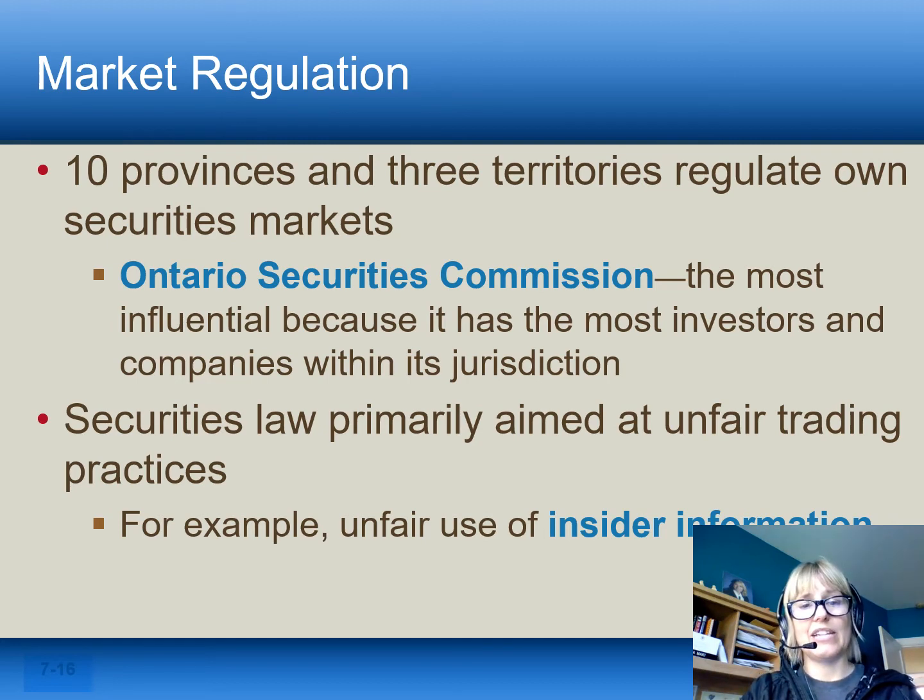Market regulation: there are 10 provinces and 3 territories, each regulating their own security markets. The Ontario Securities Commission, as I mentioned Wednesday, is the most influential. It has the TSX. So if you're going to trade on the TSX, you have to meet the Ontario Securities Commission rules. That gives them a lot of power, but it doesn't give them all the power.